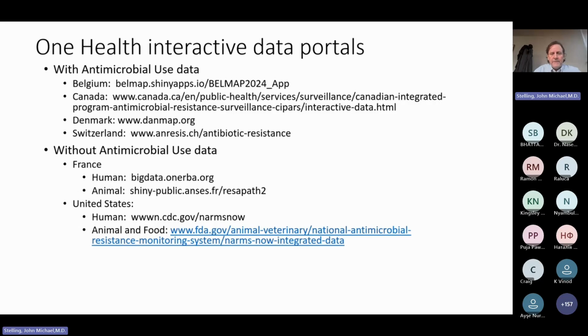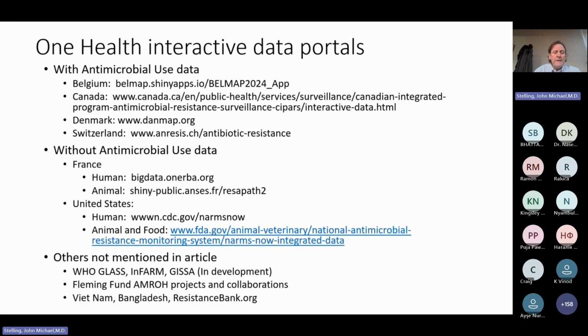These that you see here are from the systems described in that article I mentioned. Not mentioned in the article, WHO GLASS on the human side, InFARM, these are all United Nations on the food and animal side. GISA, I don't know its current state of development. This initially was known as TISA, the tripartite, integrated surveillance system of antimicrobial resistance, I guess. I don't know where the R went. But GISA is just generalizing it.